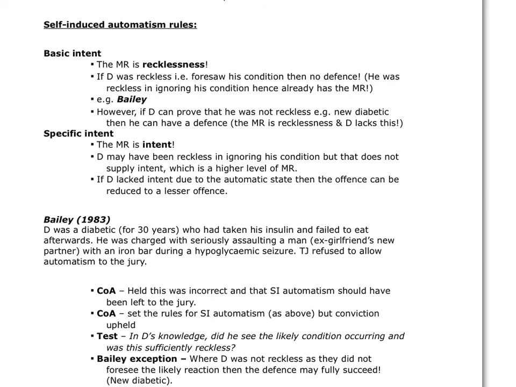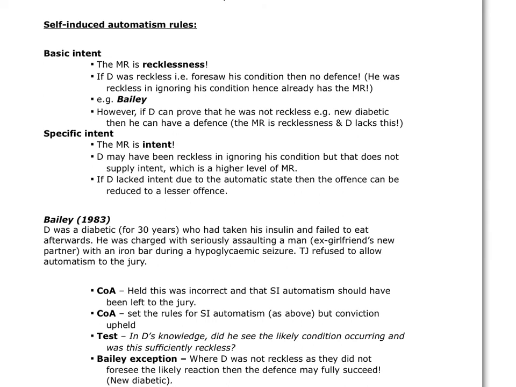The same as Majewski. You knew about the condition, you knew what would happen, therefore you've been reckless, you've got automatic mens rea. The same as Majewski, yeah? So for example, a diabetic of 30 years, you've taken your insulin, you choose not to eat, you know exactly what will happen. That's auto-MR. You've got the mens rea before you even commit the basic crime. So with basic intent, SIA will fail.